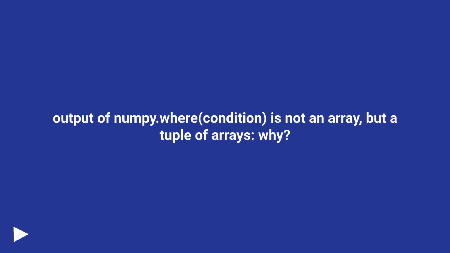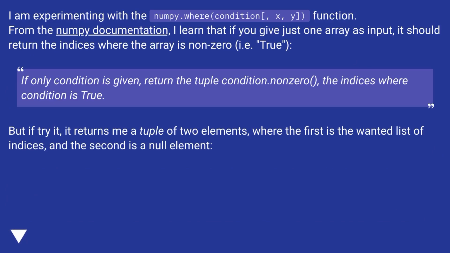The output of numpy.where with just a condition is not an array, but a tuple of arrays. Why? I am experimenting with the numpy.where(condition, x, y) function.